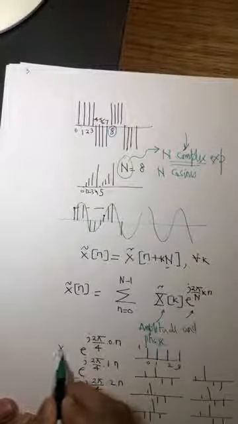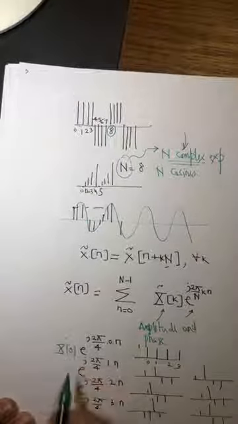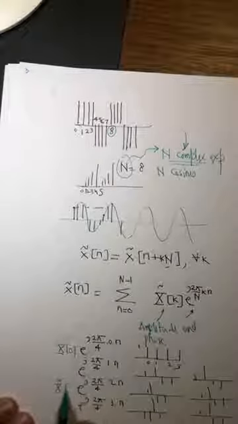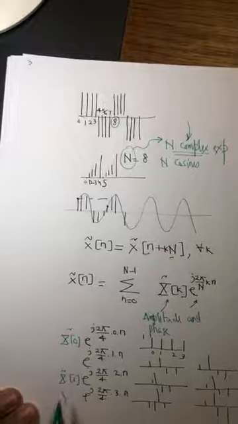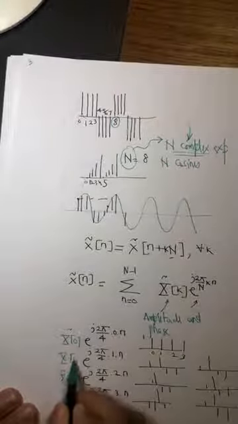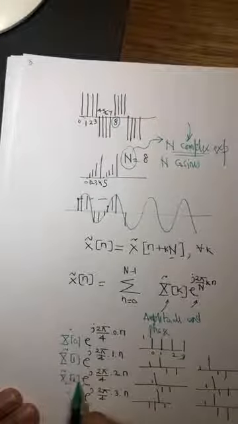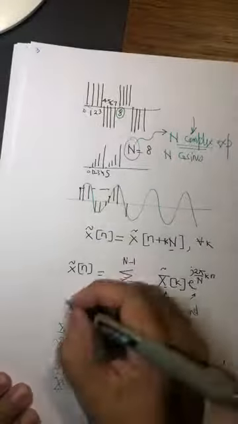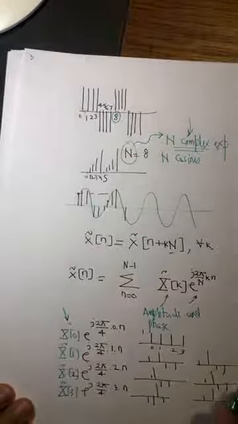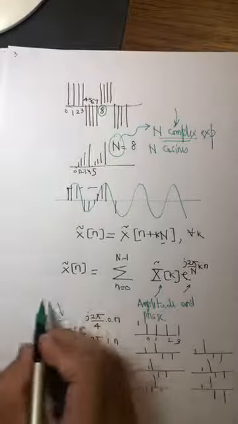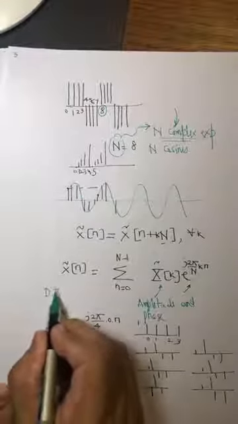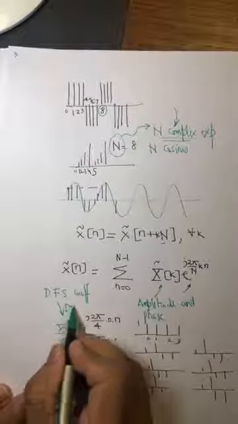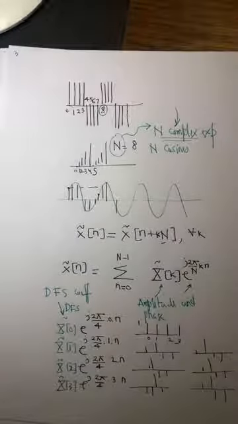So this will have an x tilde 0. This is a complex number. This should have x tilde 1. This is x tilde 2. This is x tilde 3. So these are called discrete Fourier series coefficients, or usually we call them discrete Fourier series. So these are the coefficients.